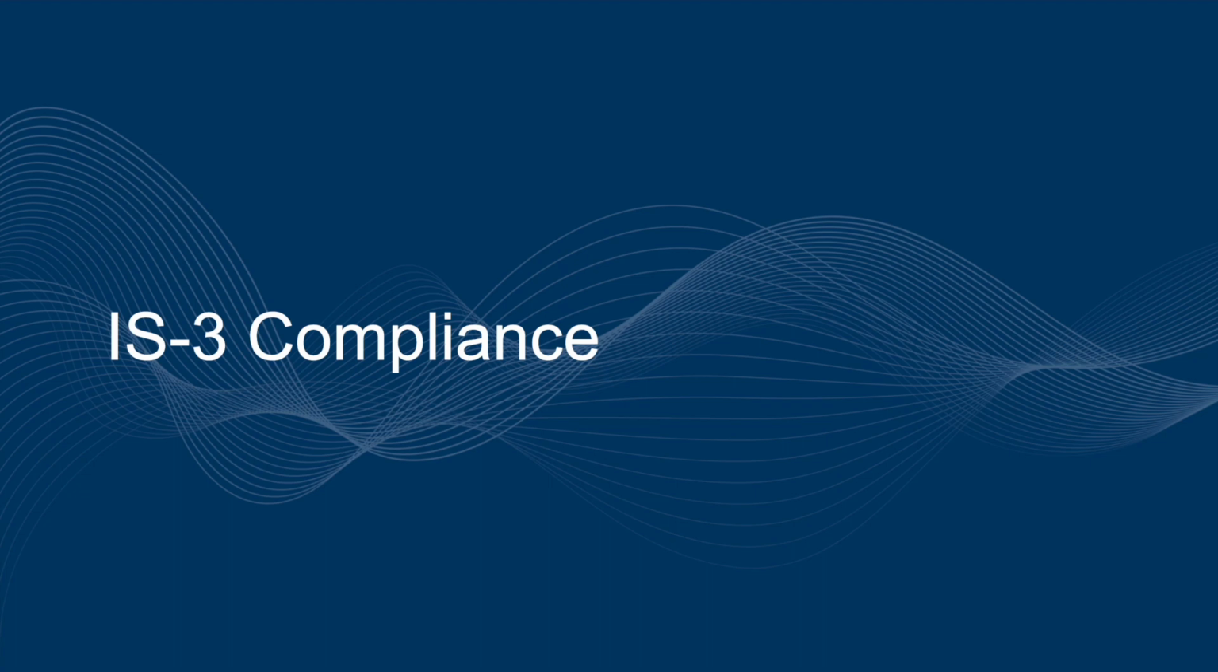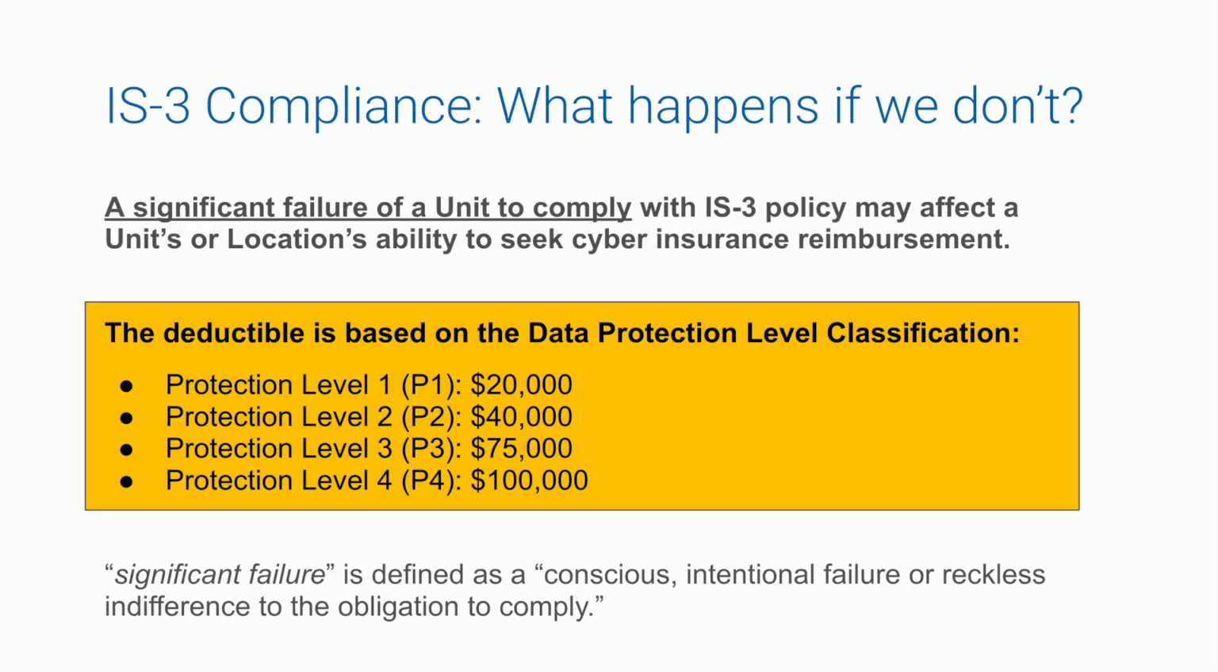Let's discuss IS-3 compliance. To start off, what happens if we don't comply? As a reminder, IS-3's risk-based approach guides the allocations of resources by evaluating risk and assessing the cost and benefit of risk management. And a significant failure of a unit to comply with IS-3 policy may affect a unit's or location's ability to seek cyber insurance reimbursement.